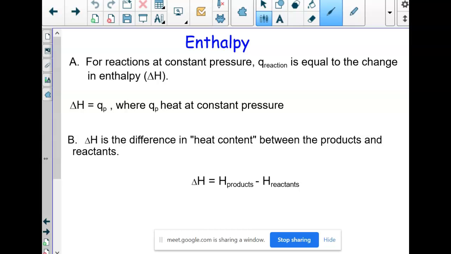So enthalpy is the same thing as Q, okay? And we're going to talk about enthalpy at constant pressure, or enthalpy when we have the difference of heat that's transferred between reactants breaking and products forming. Okay, so nothing to write down on that slide.